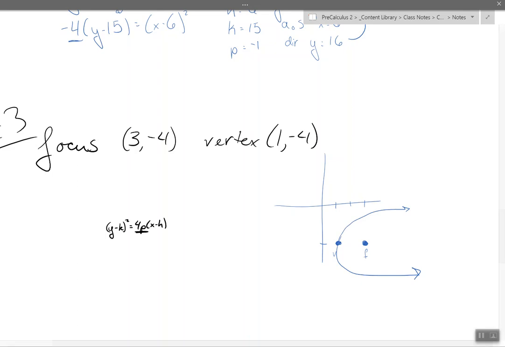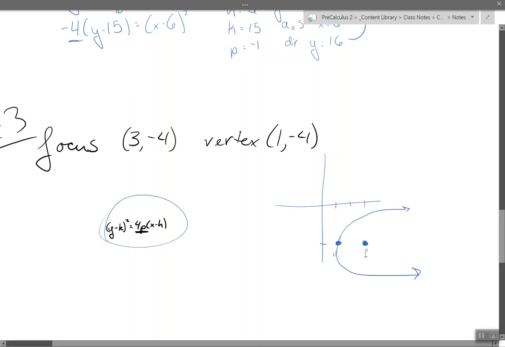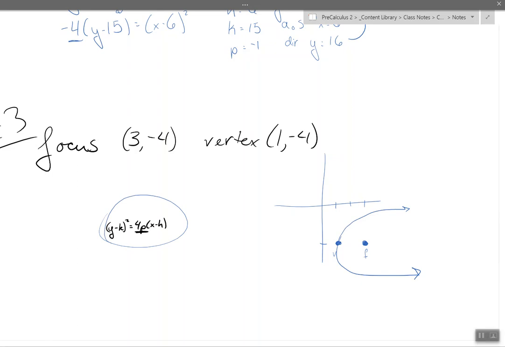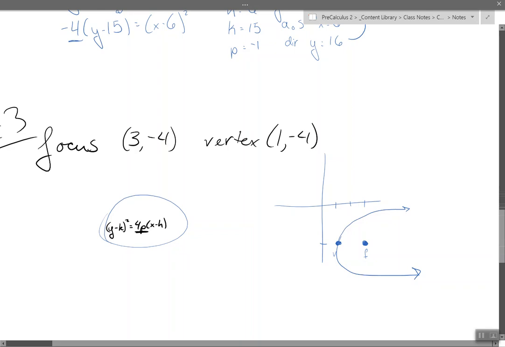Opening to the right tells us exactly which version of the formula we're going to use. The version that we're going to use is what I've already got here for you: the y squared, and the p is positive. We get that just from these two little points. The next thing that we can determine is p, and p is just the distance from the vertex to the focus. So from 1 to 3, the p-value should be 2.